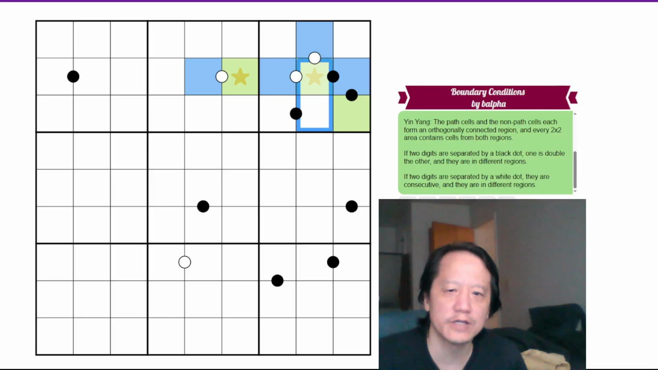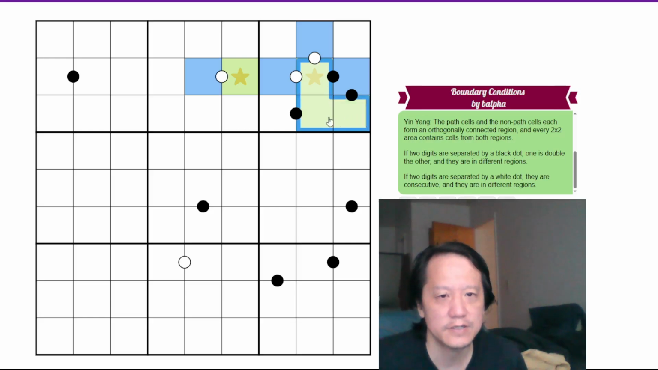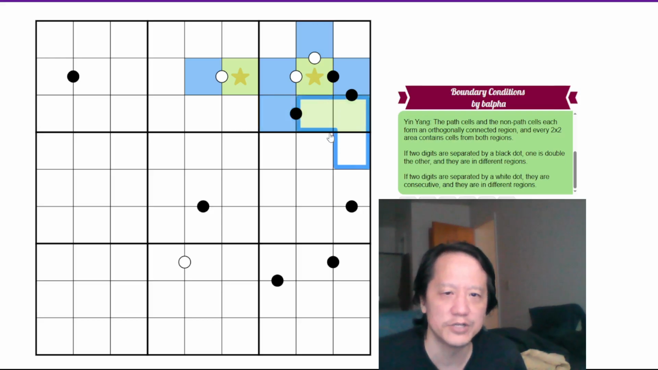Green has to orthogonally connect out to connect to the rest of the greens, and so these are all connected. This is green here, so this must be blue here. We do not branch, and the green path cannot touch itself. Blue has to orthogonally connect out, so this must be blue here. Same with that.